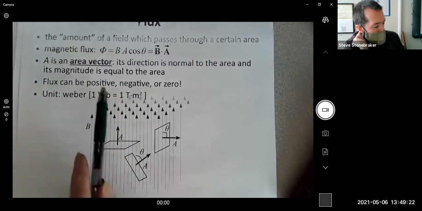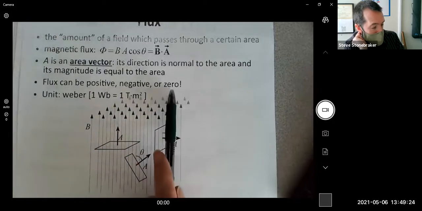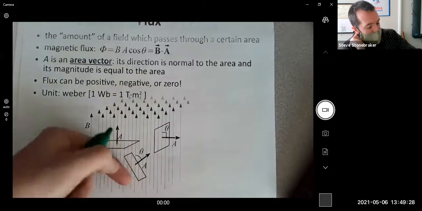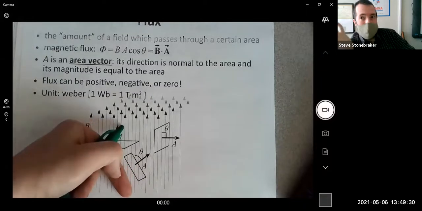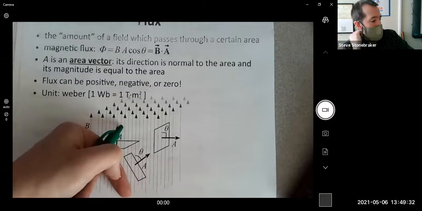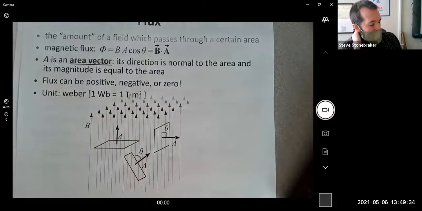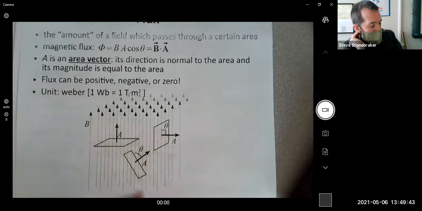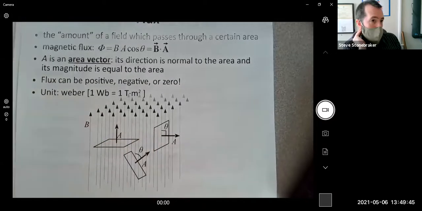And you should also note that this quantity can be positive, negative, or zero. You would get negative values if I kept rotating it so that the A vector were anti-parallel to the B vector. Now, as long as theta is more than a right angle, you'll get negative values. These two are both positive. This one is zero. And if I spun it further, it would become negative.